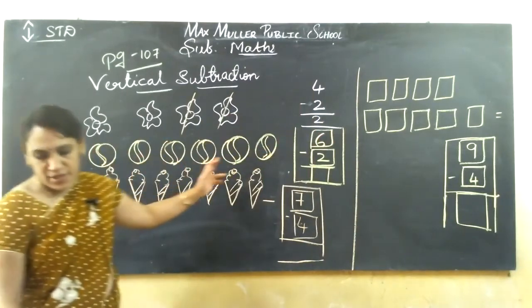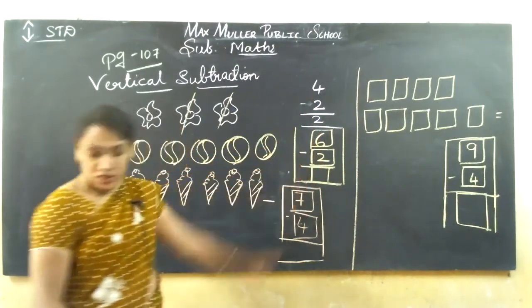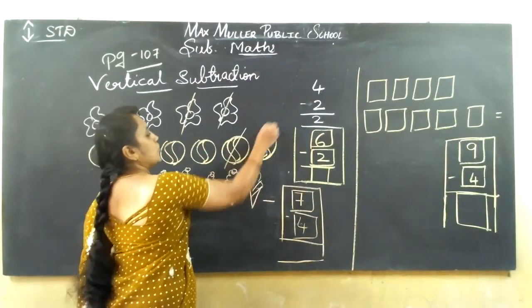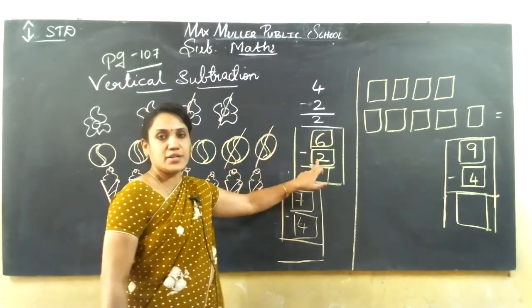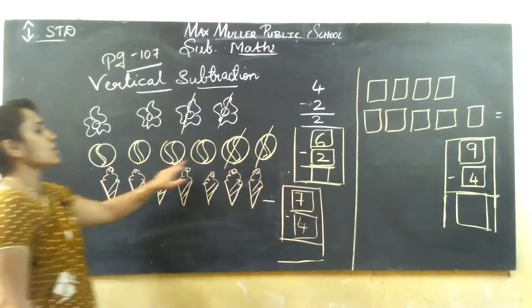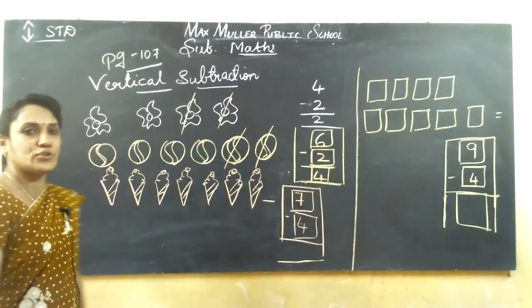How many balls are given? 6 balls. So, write here 6 in the first box. And how many balls have they cut? 2 balls. Write 2 in the second box. How many balance? See balls? 1, 2, 3, 4. Right here 4, the answer. Understand how to do?